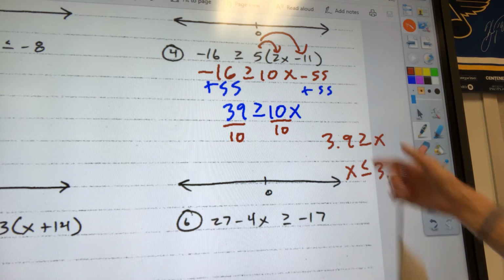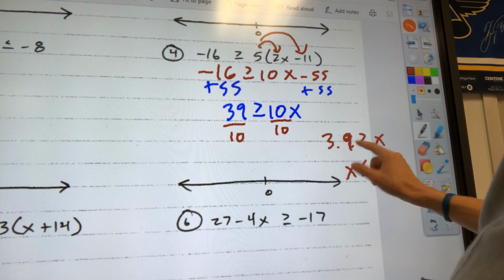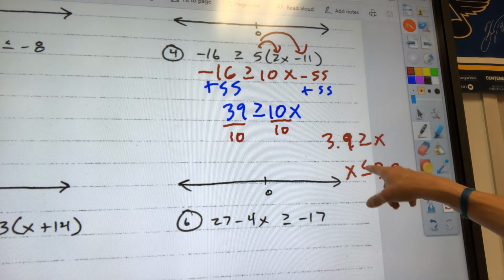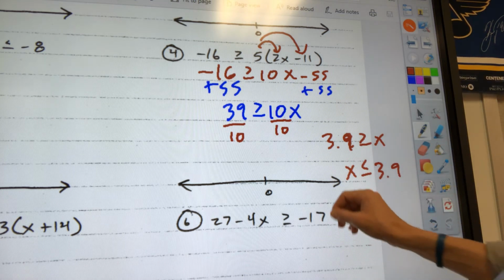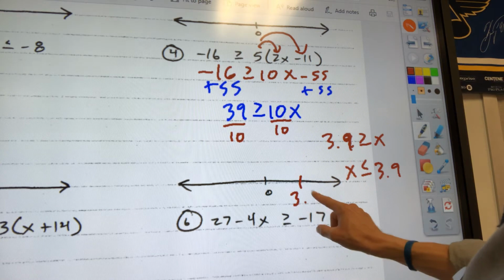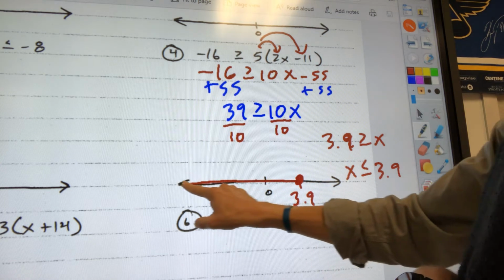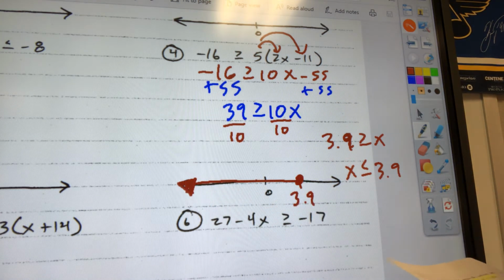This little alligator here wants to eat the more muscular friend here. So that could be you. You tell your friend, hey, let's switch sides here, but the gator's not fooled. It's still going to follow you, okay? X is less than or equal to 3.9. There's 3.9, or 39 over 10. Close that circle, shade to the left. Close circle because you have equality, shade it to the left.